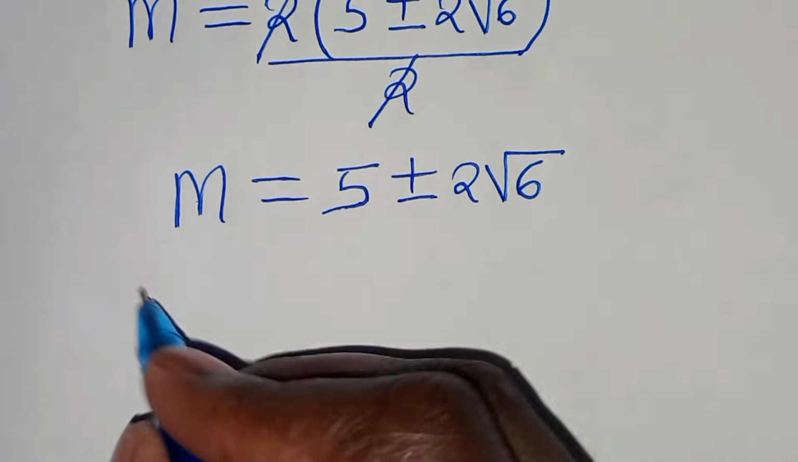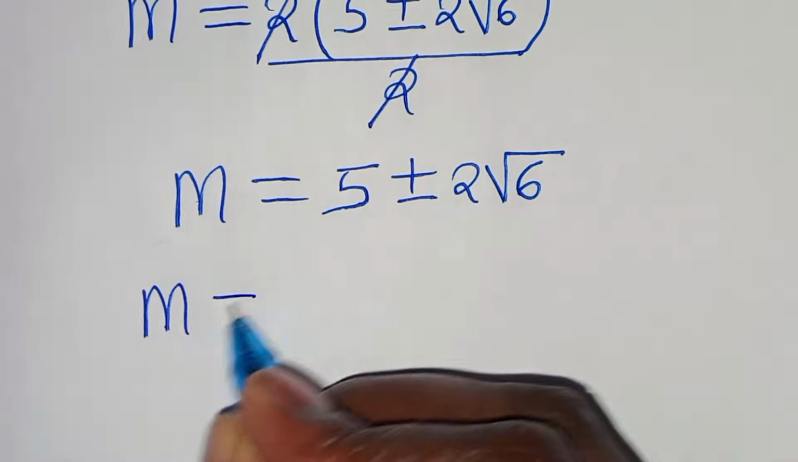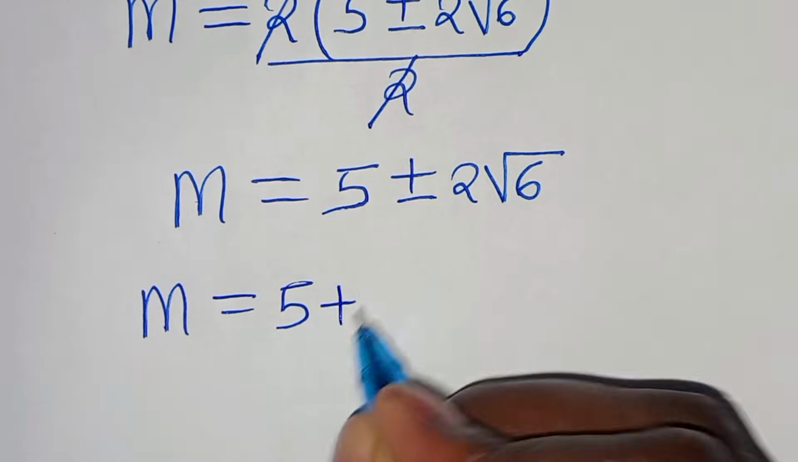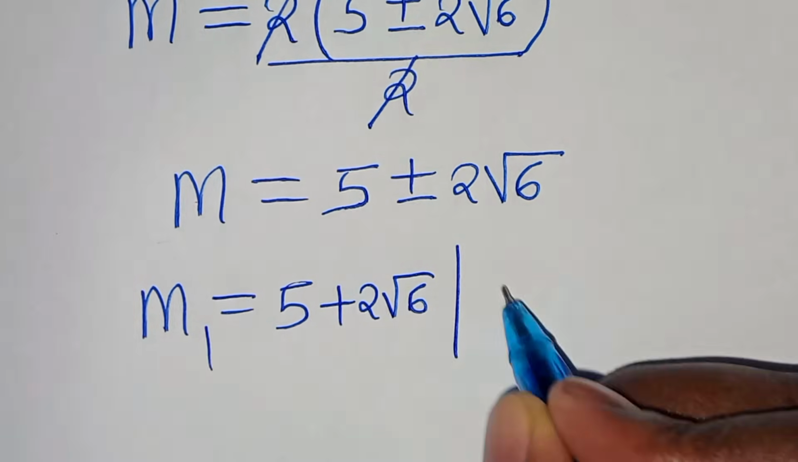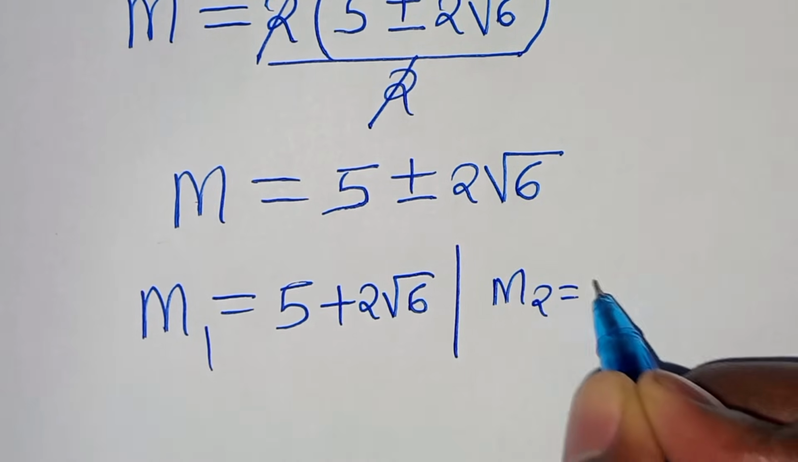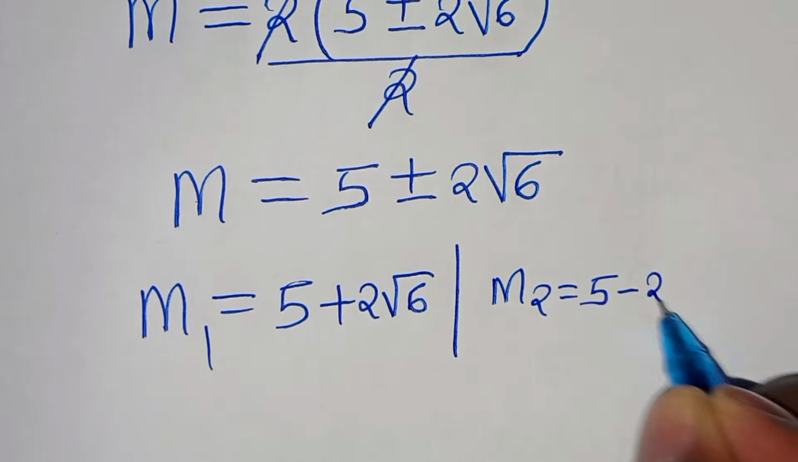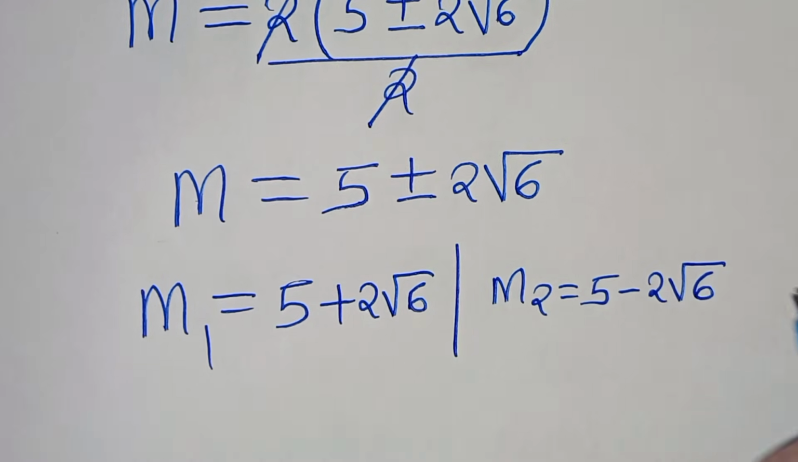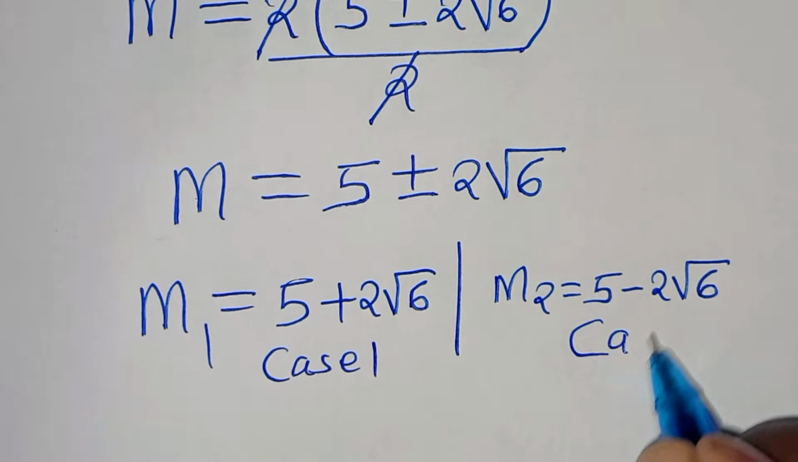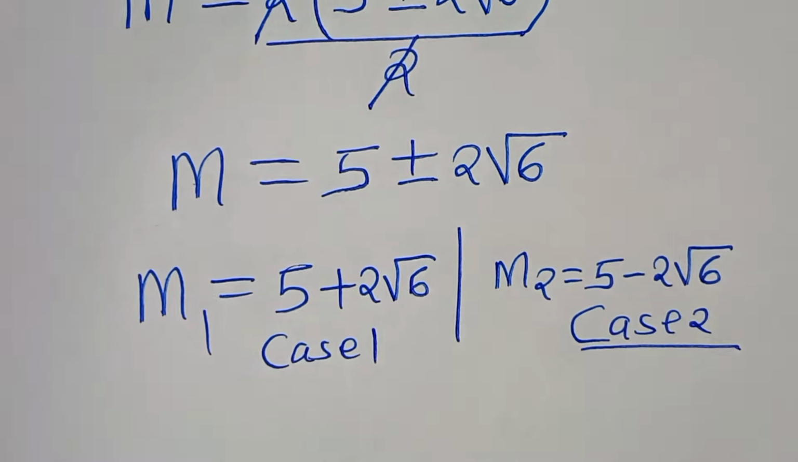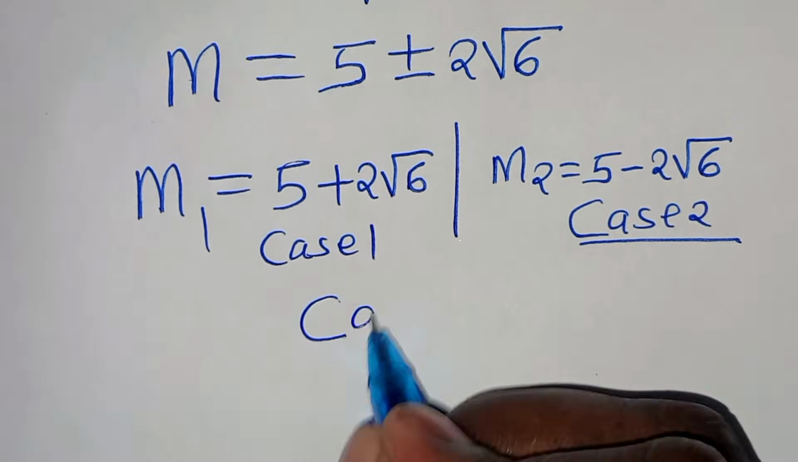So this implies we have two values of m. m1 is equal to 5 plus 2 root 6, and we have m2 equal to 5 minus 2 root 6. Let's call this case 1 and this case 2. So let's start with case 1.